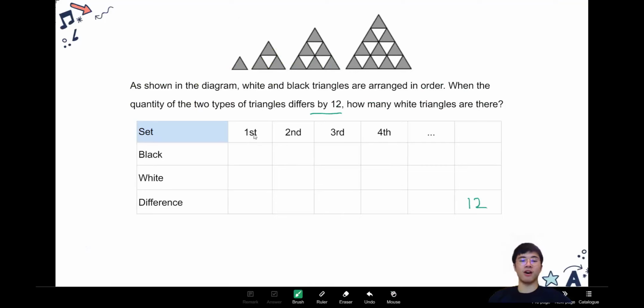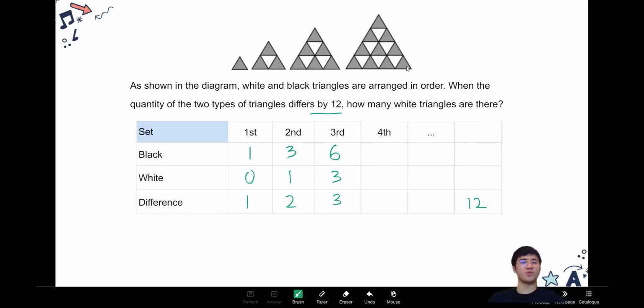Now, let's do the counting for the first one. For the first one, there is 1 black triangle and 0 white triangles. To get the difference, just do a simple minus. 1 minus 0, we get 1. For the second set, there are 1, 2, 3 triangles: 1 white triangle and 3 black triangles. So the difference is 2. What about the third one? 1, 2, 3, 4, 5, 6. So there are 6 black triangles and 3 white triangles, with a difference of 3.